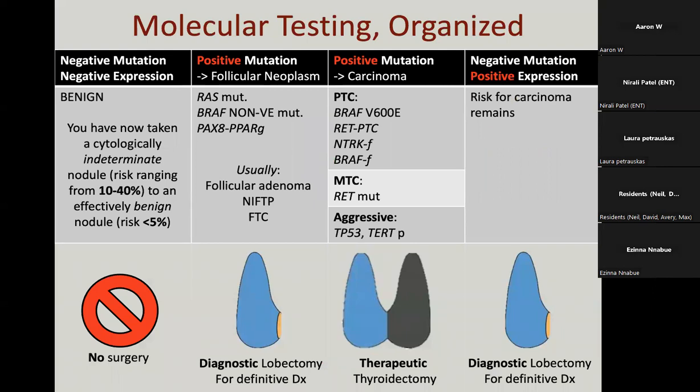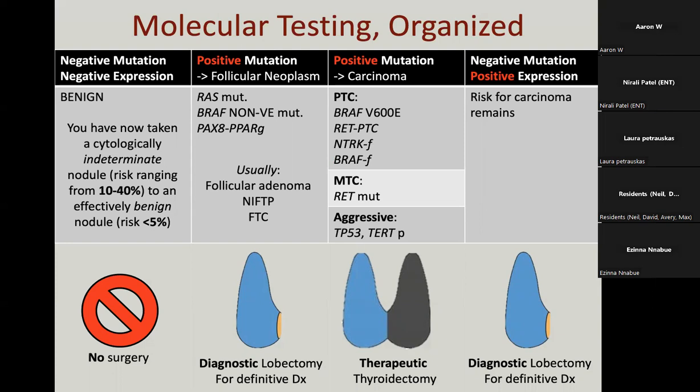Again, if you have a negative mutation and a negative expression, this is great. This is effectively benign. If you have a positive mutation for a follicular neoplasm, like a RAS, a BRAF K601, a PAX8 PPAR, this means you are in a follicular neoplasm world. You could be benign still, you could be a follicular adenoma, you could be a follicular carcinoma, or you could even be a NIFT-P, which we'll get to in a second.